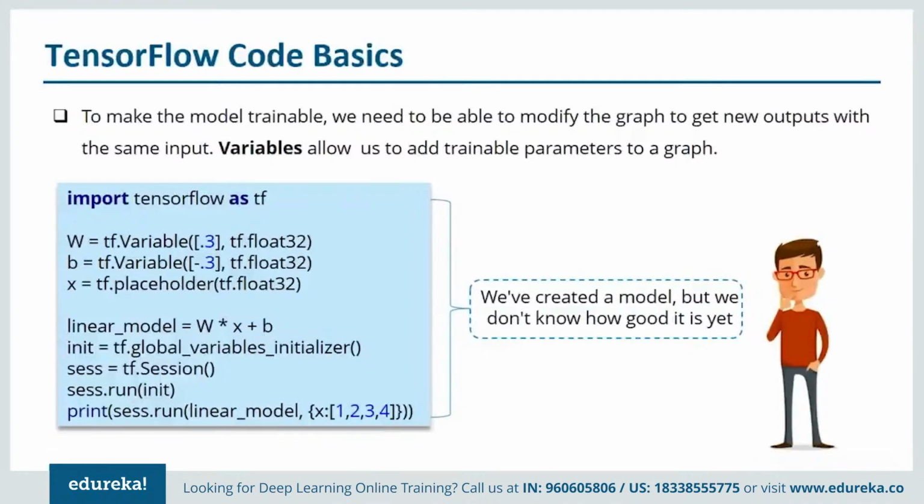So in order to declare variables, you can refer to the code that is in front of your screen. We have taken 2 variables and 1 placeholder. The first variable has a value 0.3, the other variable has minus 0.3, and the placeholder, obviously, will remain empty, and later on we feed in some values to it. Then we create a linear model, or some operation in which we multiply W with X, and then add a bias or B value to it.